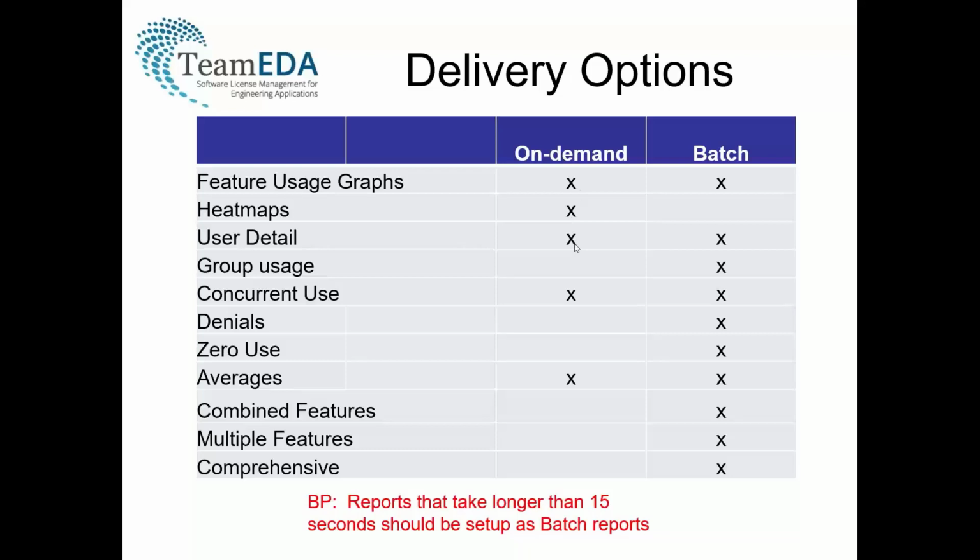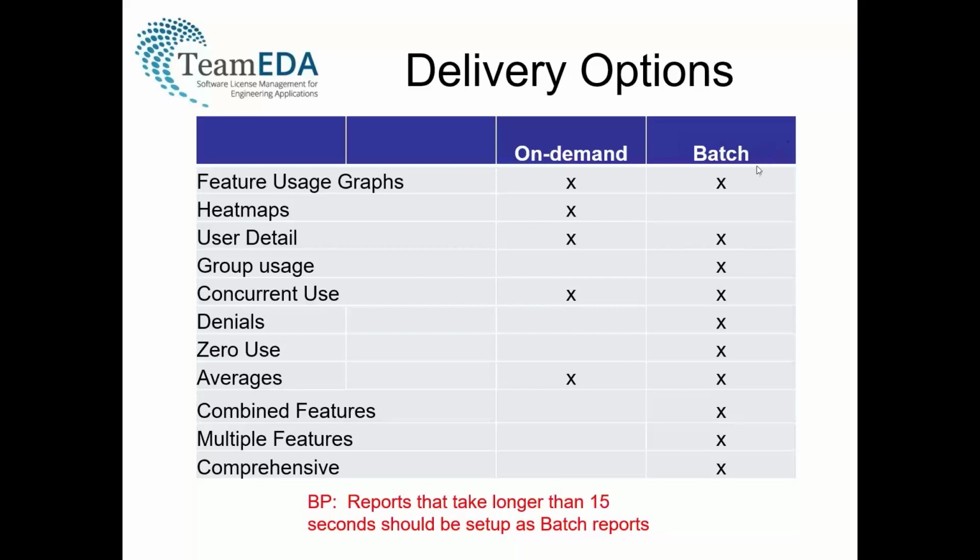On-demand basically is you have a hyperlink, you click on it, it brings up the report, which with the most common data in it. So on-demand reports are typically your feature usage graphs, your heat maps, user details, concurrent use, and averages. So these are good reports to put into a favorite, either in your browser or into the favorites tab or into a user dashboard, assuming you know what that is.